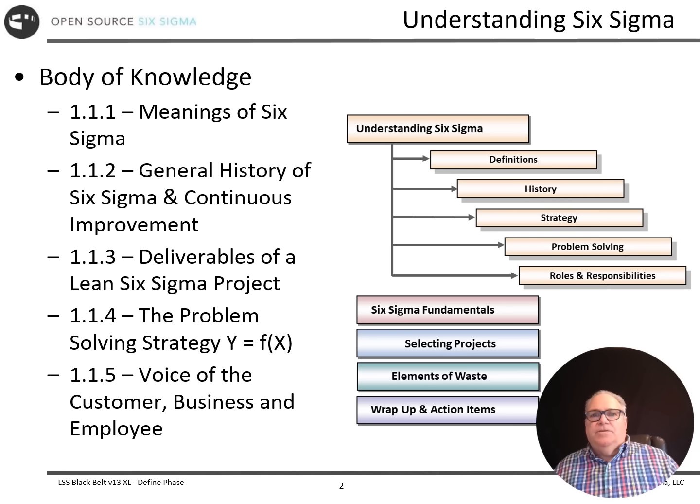In this section, Understanding Six Sigma, we're going to cover the body of knowledge elements listed here. Just what does this term Six Sigma mean? A little bit of history on Six Sigma, continuous improvement in general. Some deliverables of a Lean Six Sigma project. The problem-solving strategy. How do we develop this whole idea of Y is a function of X? And then who are we trying to satisfy, right? The voice of the customer, our business needs, and also employee needs as we look to improve our processes.